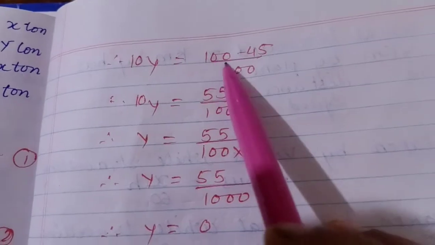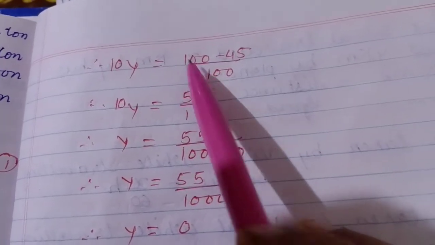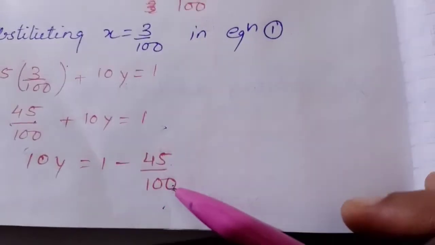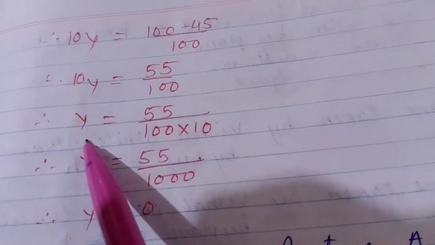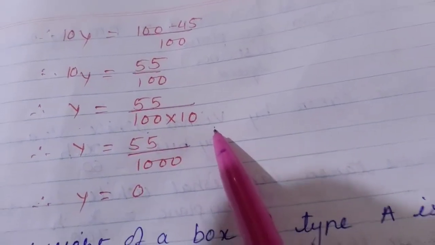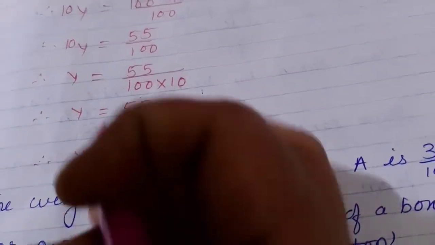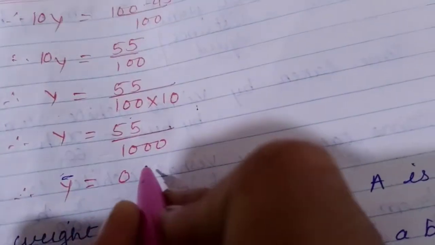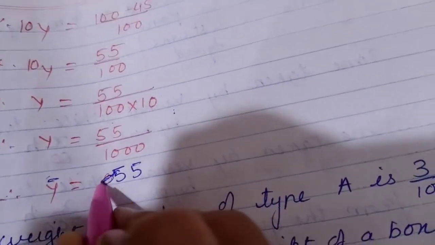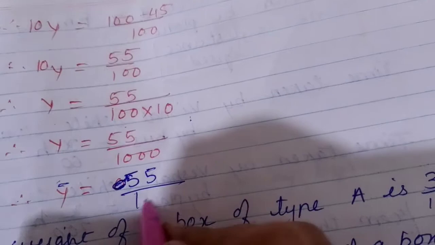As we take the LCM, we get 100 in the denominator, and this 100 will be multiplied here because it was 1 over here. So we get 100 minus 45 upon 100. So 10y will be equal to 55 upon 100. y will be equal to 55 upon 100, and this 10 will get multiplied in the denominator. It will become 1000. So we get y equal to 55 upon 1000.